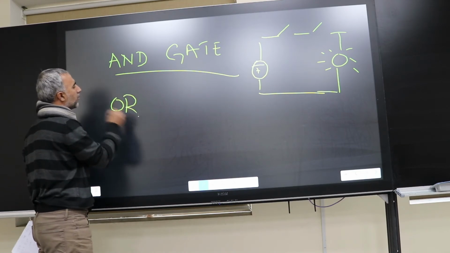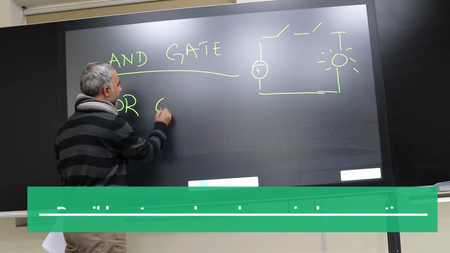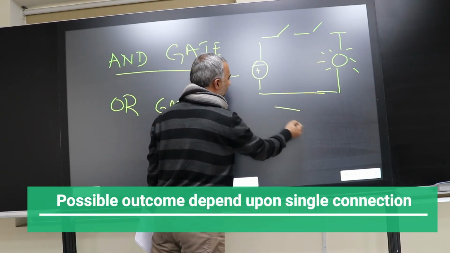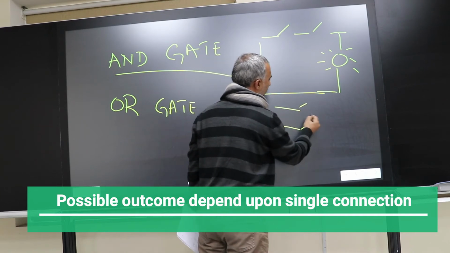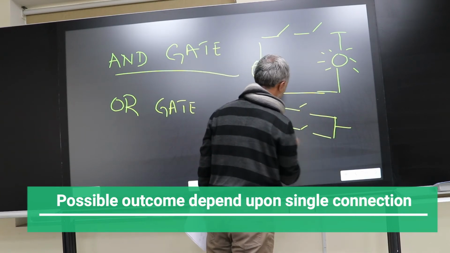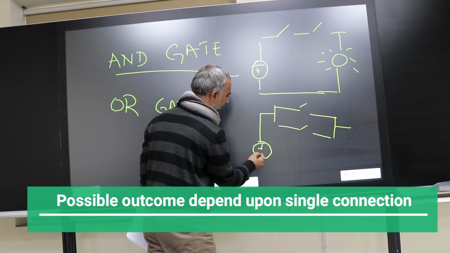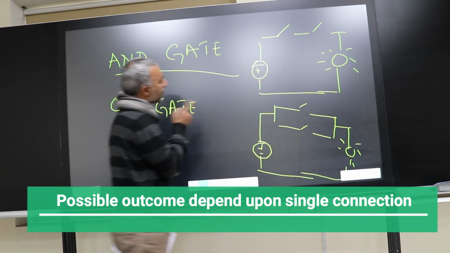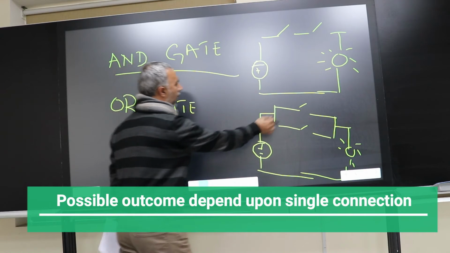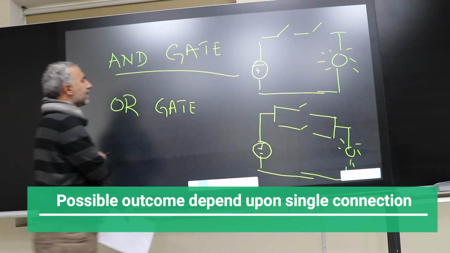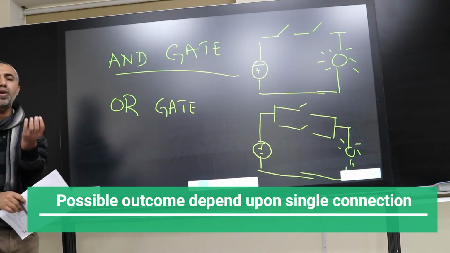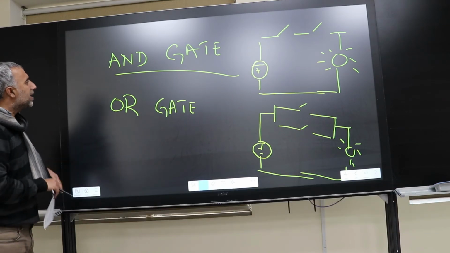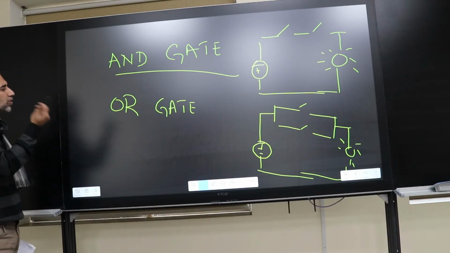Sometimes we need to consider the OR gate, where we need to consider the circuit in parallel. So if any one point is connected, then electric current will flow. So only a single decision is enough in order to get the required output. OR gate is enough. That is kind of a true or false.